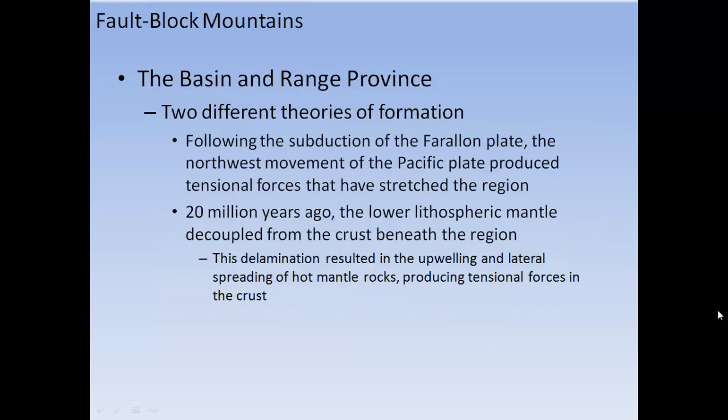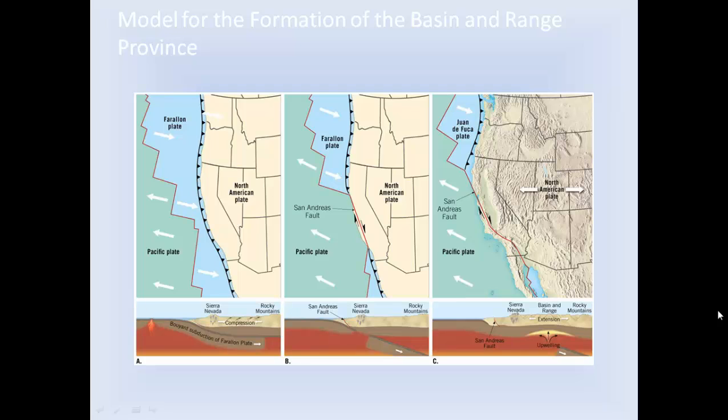Two different theories of formation. Following the subduction of the Farallon Plate, the northwest movement of the Pacific Plate produced tensional forces that have stretched the region. Alternatively, 20 million years ago, the lower lithospheric mantle decoupled from the crust beneath the region. This delamination resulted in an upwelling and lateral spreading of hot mantle, producing tensional forces in the crust. Those are the two different ideas.